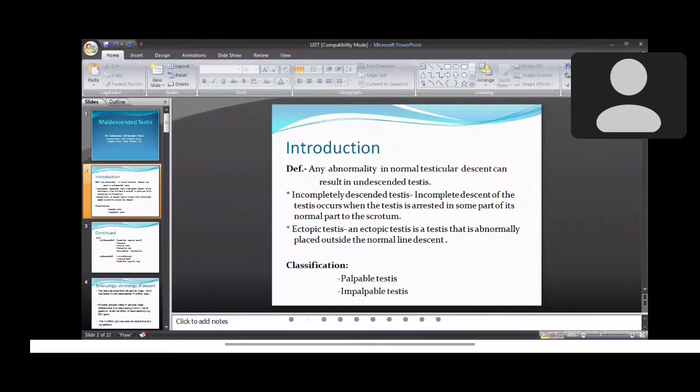But the impalpable testis is the testis which stays in the retroperitoneal area, which cannot be palpated from outside of the abdomen, or deep in the abdominal cavity, deep to the deep inguinal ring. So these testes cannot be palpated. So this is called impalpable testis.